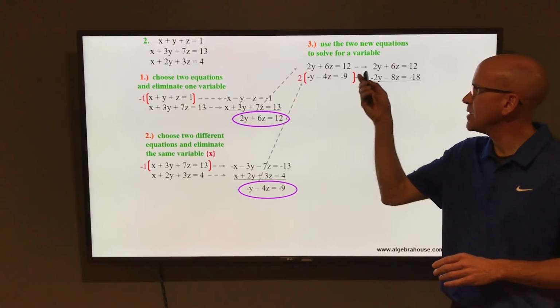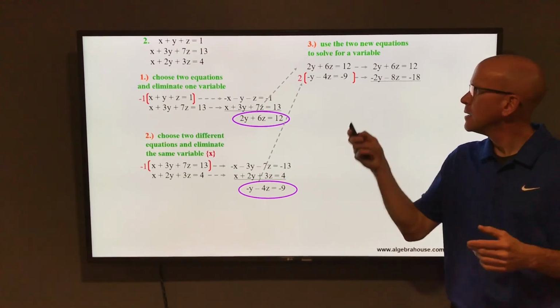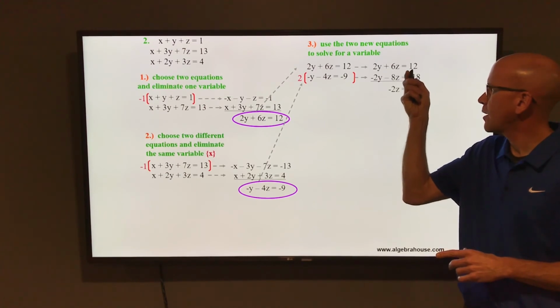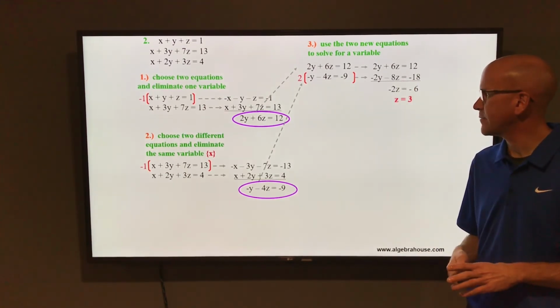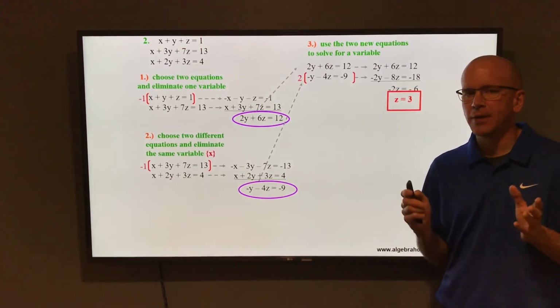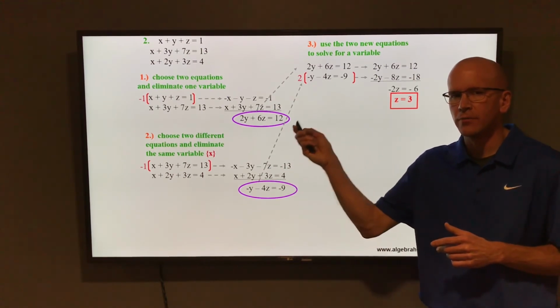So now if I add these two together, the y's will be eliminated, and then I can solve for z. So add those together, 6z and -8z, that is -2z. 12 and -18 is -6. So with -2z equals -6, divide each side by -2. The value of z is 3. As soon as I get the value of one of the variables, that's a key that's going to unlock the door to all of the other variables.